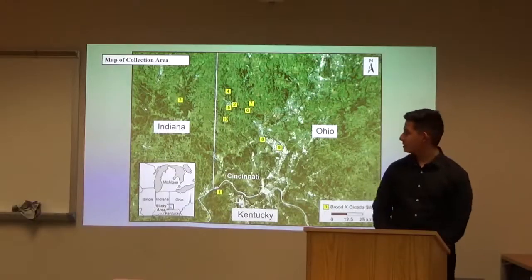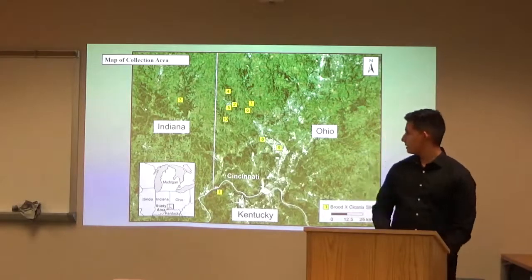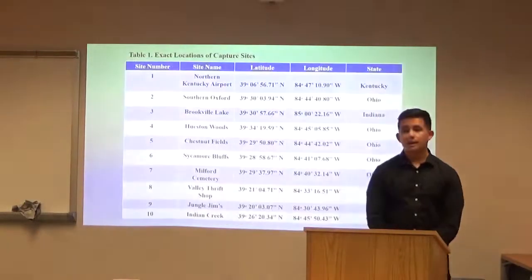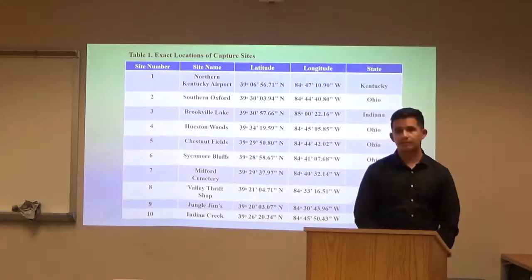In the following map, we see where the cicadas were collected, which is between the states of Indiana, Ohio, and Kentucky, and more specifically in those yellow boxes. In Table 1, we see the exact locations of the capture sites.